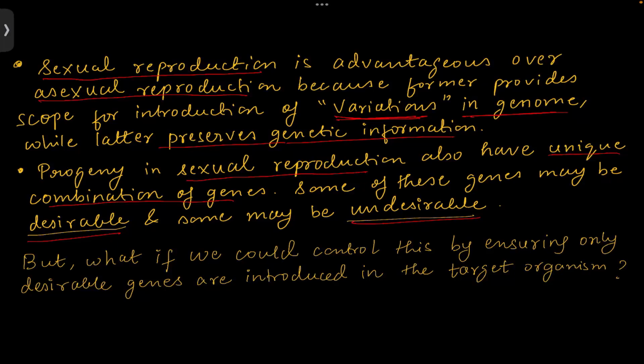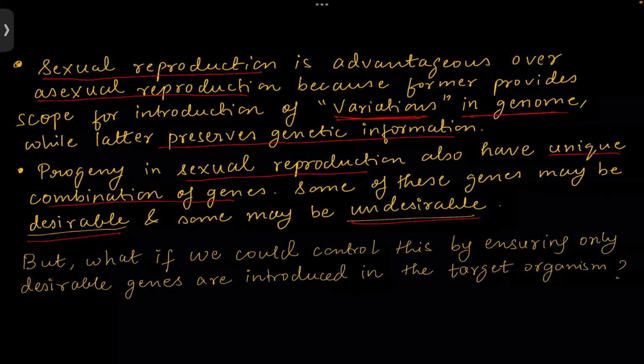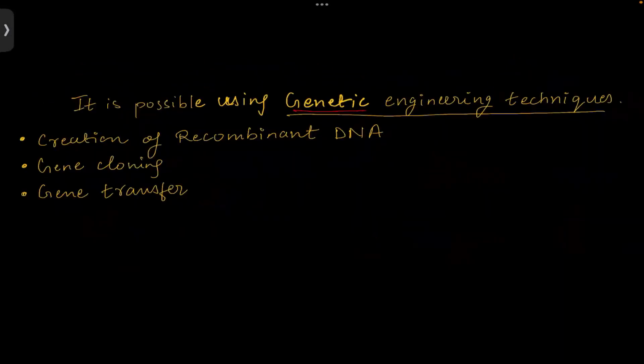So there is a lot of trial and error involved in order to select out the desirable crops. People want to make this process easier and pretty straightforward. So for doing that, people use genetic engineering techniques, where first people have to create what is called a recombinant DNA, which I'll explain later. And then the recombinant DNA is cloned.